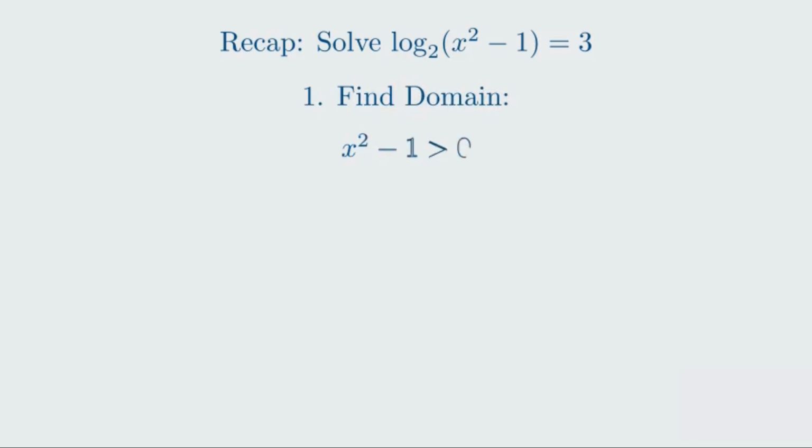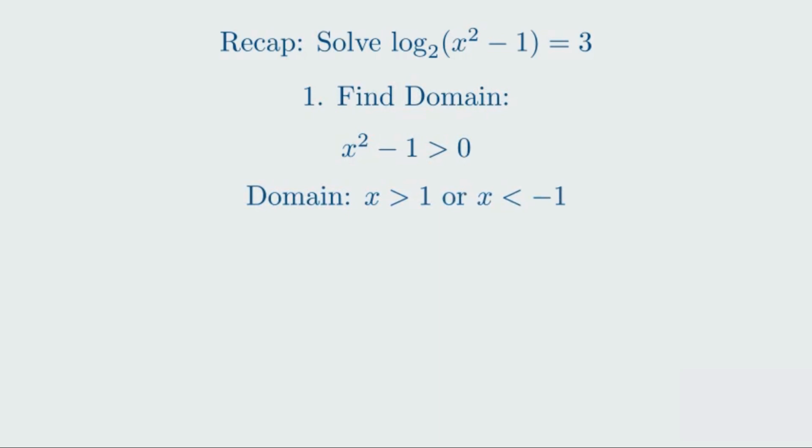Let's quickly recap the entire process we followed. We started with the equation log base 2 of x squared minus 1 equals 3. The first and most crucial step was to determine the domain of the equation by setting the argument of the logarithm greater than 0. This gave us the condition that x must be greater than 1 or x must be less than -1. Any solution we found later would have to meet this criteria.